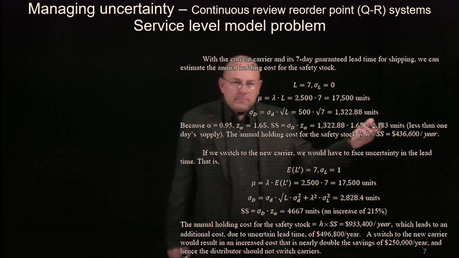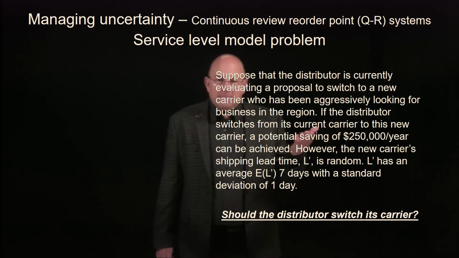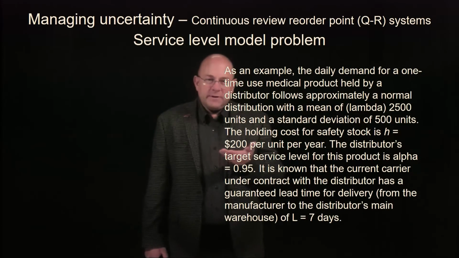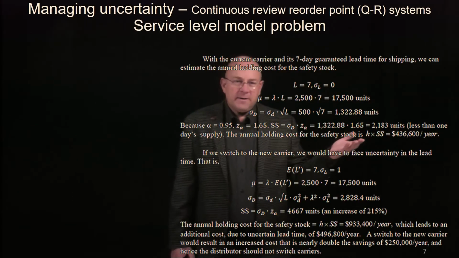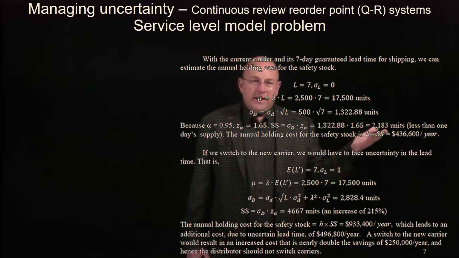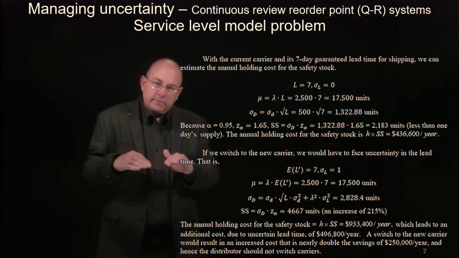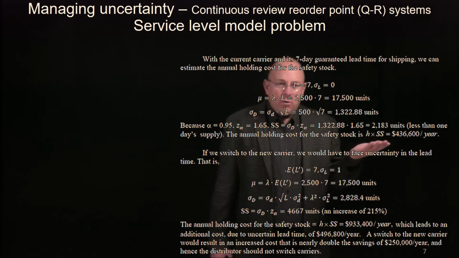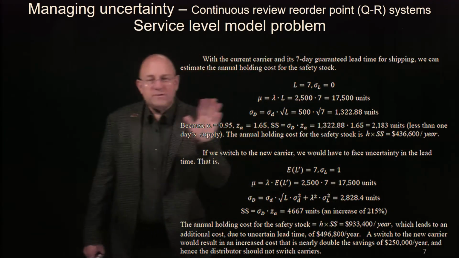So when we go about calculating the holding cost for this, remember we said that the holding cost for our situation here was $200 per unit per year. You see that in the word problem here, holding cost, $200 per unit per year. So that means we have to take this 2,183, which is the average inventory that we're going to have in addition to that 17,500, and multiply it by the $200, which tells us that the safety stock value alone for this company is $436,600.